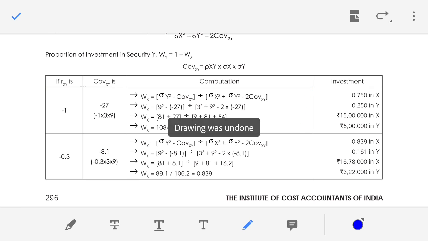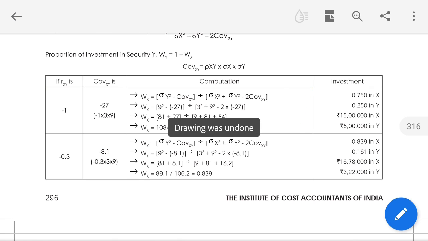So finally the weight of X becomes 0.839. This is the percentage of amount to be invested in X. The remaining needs to be invested in Y. 20 lakhs into 83.9% is 16,78,000, and the remaining amount is to be invested in security Y.